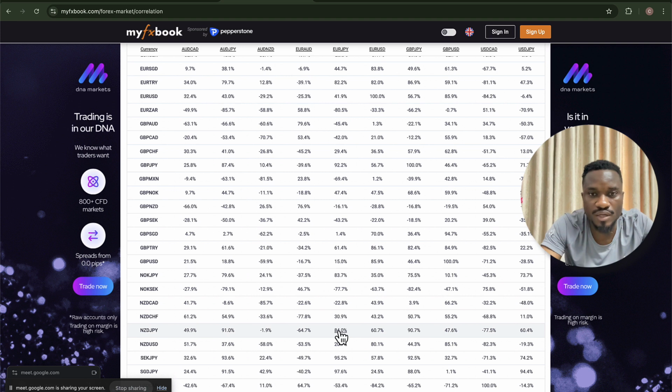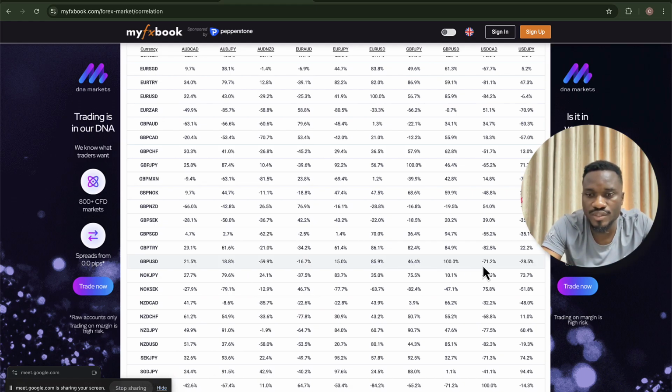Now let's check this 84.0. New Zealand JPY and Euro JPY, they are correlated. Why are they correlated? Because they have the same quotes. See, JPY, Euro JPY, the quote is JPY. Now let's check GBP USD and Euro USD. You can see they are correlated because USD is the quote. They are sharing the same quote. And GBP and Euro, they are almost related as well.